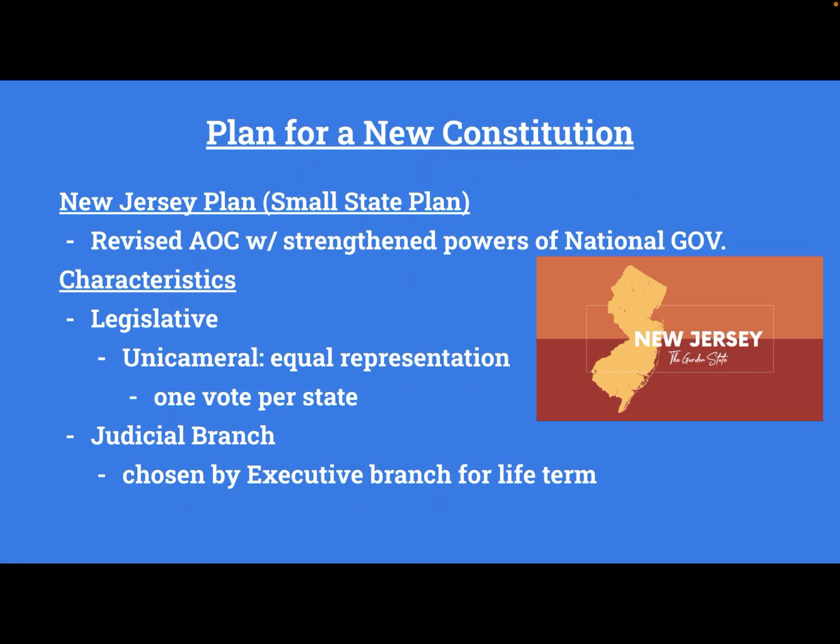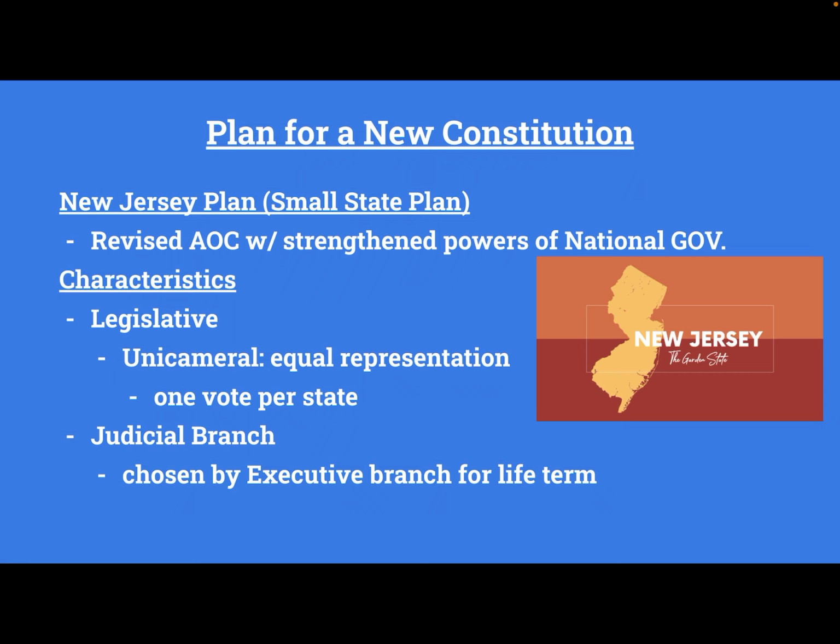So a lot of the characteristics they felt were going to be the same, such as the legislative branch. They believed that the legislative branch, unicameral, that vocab term we talked about in the last unit, had equal representation across the board, and that there was only one vote per state. One vote per state. And so they didn't really talk a whole lot about an executive branch, but the judicial branch they did add.